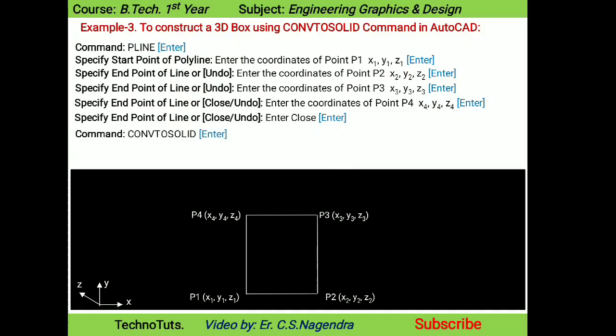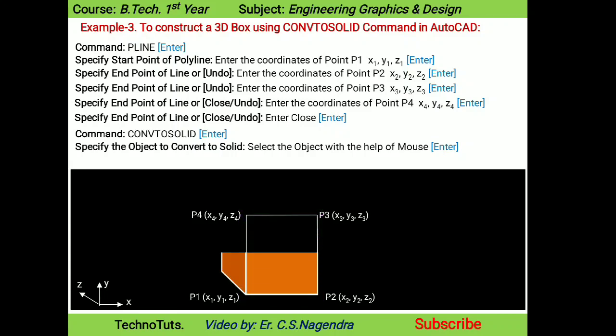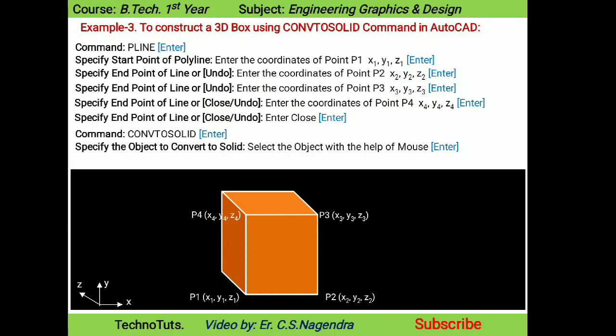Okay, now you have to use convert to solid command. At the command prompt type convert to solid and press enter key. Okay students, now the computer will ask you to specify the object to convert to solid. You have to select the object, this rectangle, with the help of mouse by dragging just over it. Now you will see that the 2D drawing that you have drawn will get converted into solid by using convert to solid command. Okay students, got it?